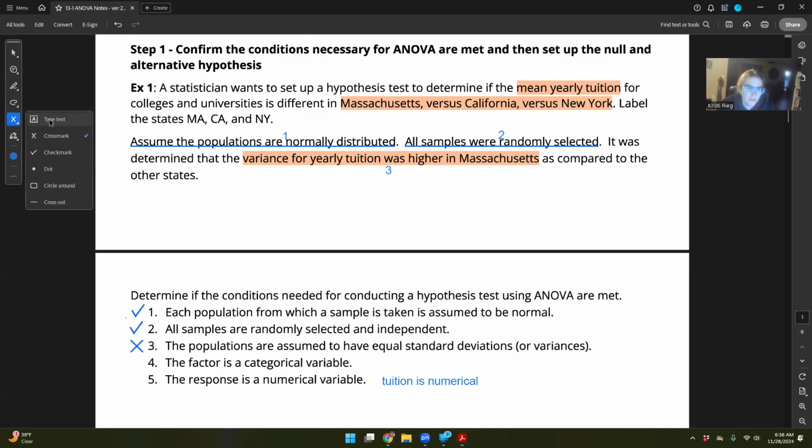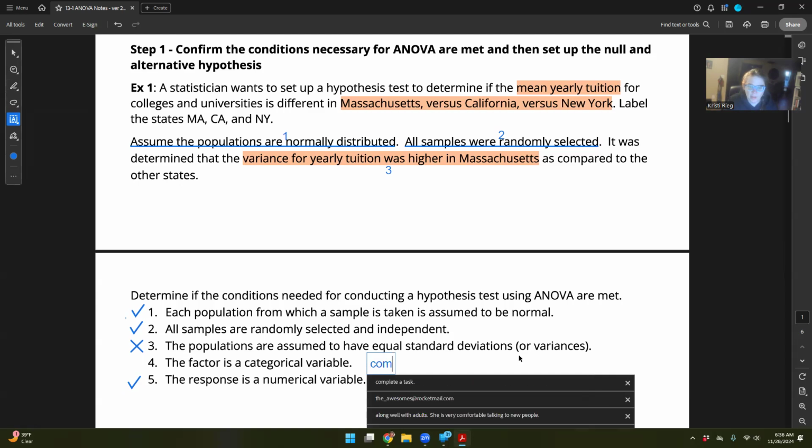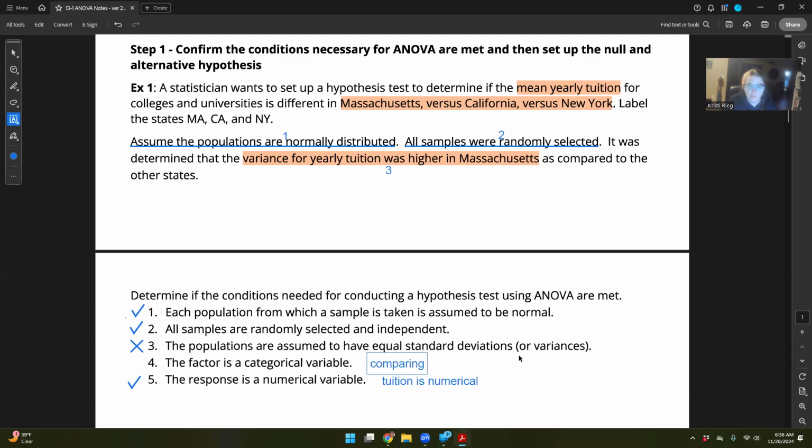Excellent. And last, the factor is categorical. The factor is what we are comparing. So here we are comparing different state universities. Perfect. So 4 out of 5 of them met the qualifications, but 3 was wrong because it said it wasn't equal.